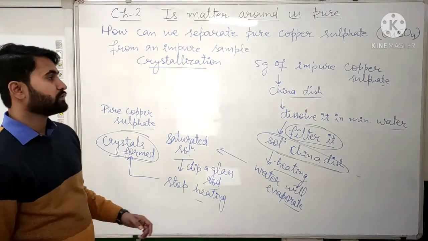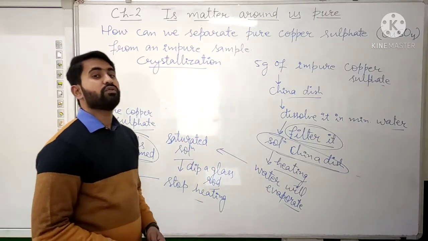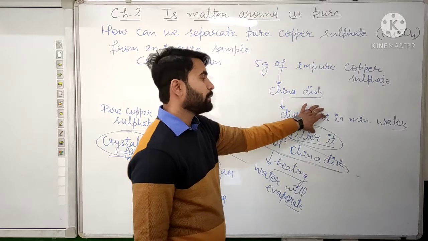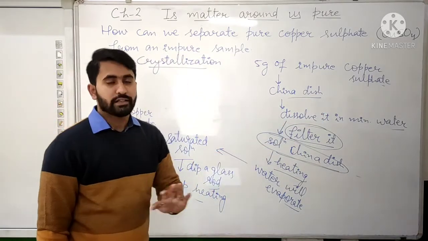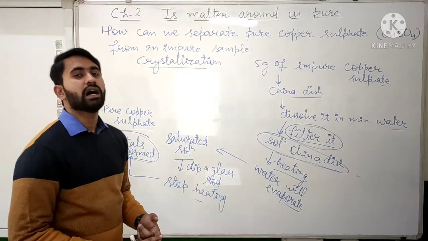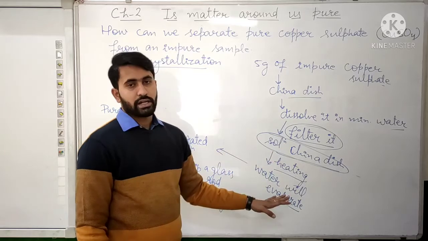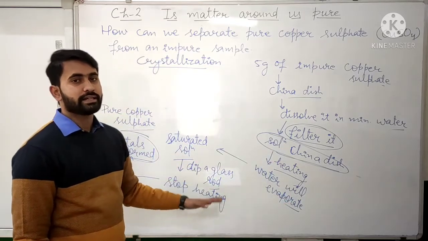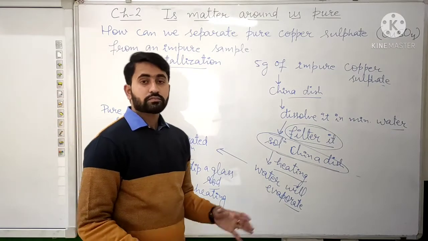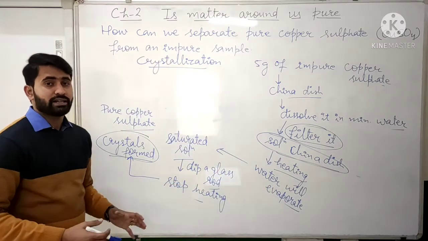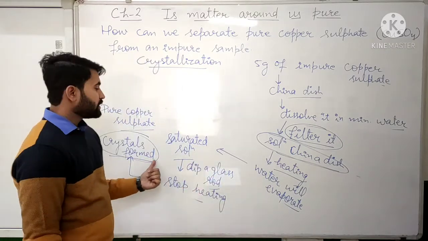What we have to do, first of all, we have to take the impure copper sulfate and then dissolve it in a minimum amount of water, and then filter it to remove the insoluble impurities, and after removing the insoluble impurities we will keep it on a china dish and then heat it. When we heat it, the water will get evaporated. So time and time again, we have to check for the saturated solution.